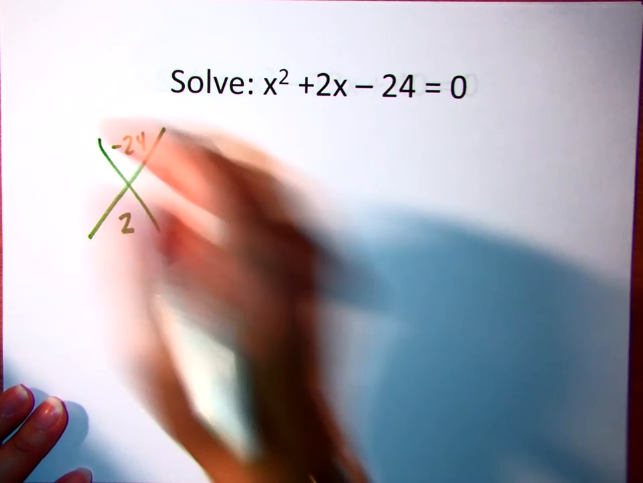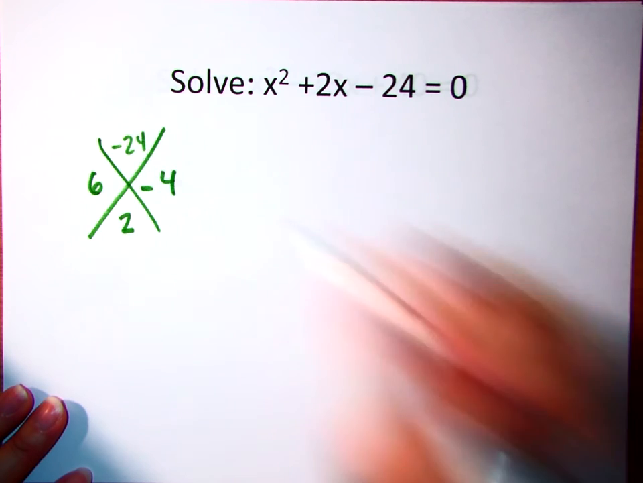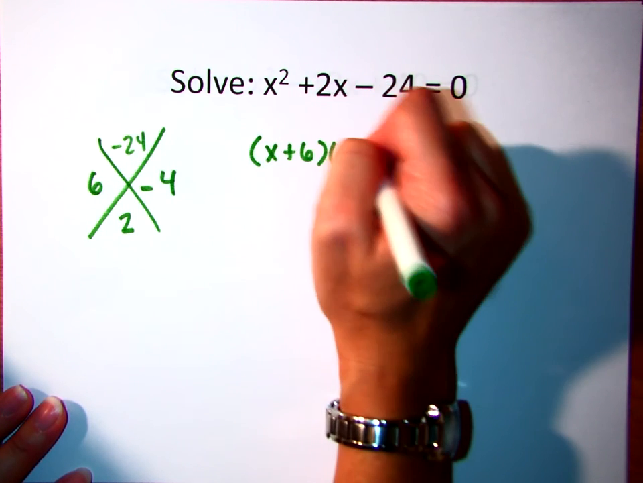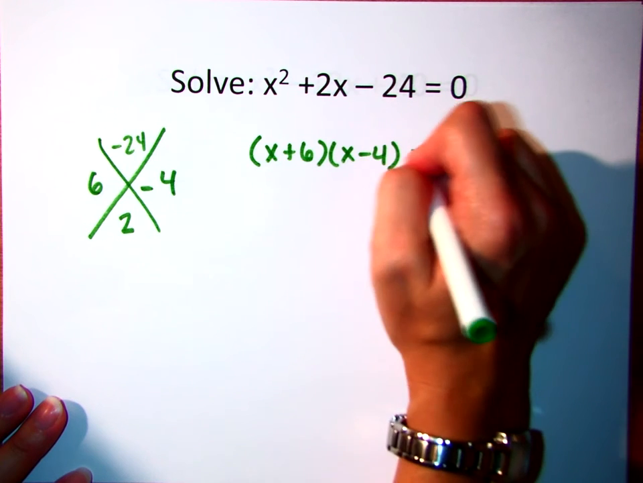And let's see here, that would be 6 and 4. And the 4 is going to be the one that's negative. So we would have x plus 6 times x minus 4 equals 0.